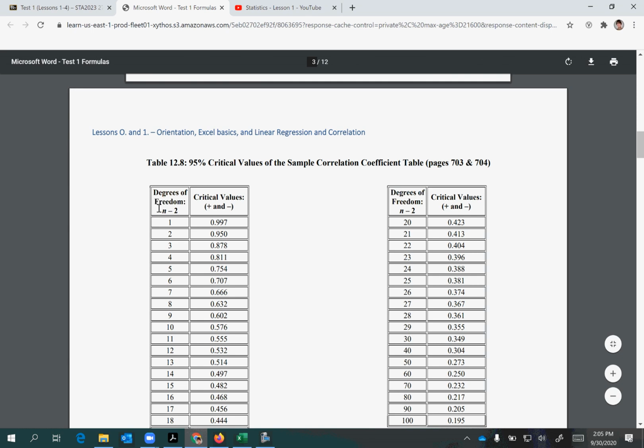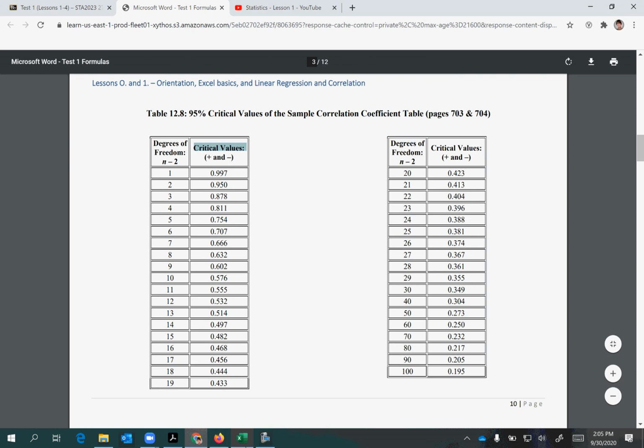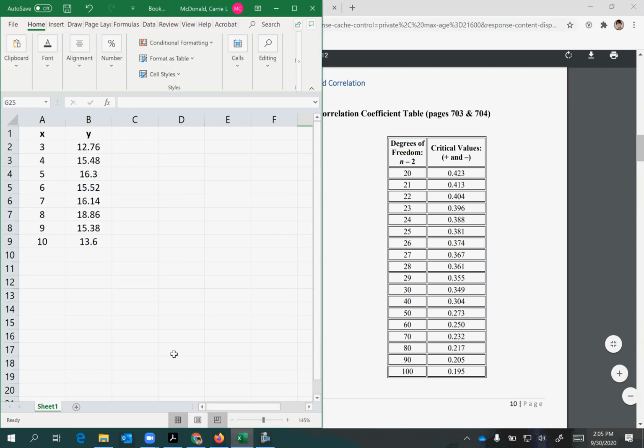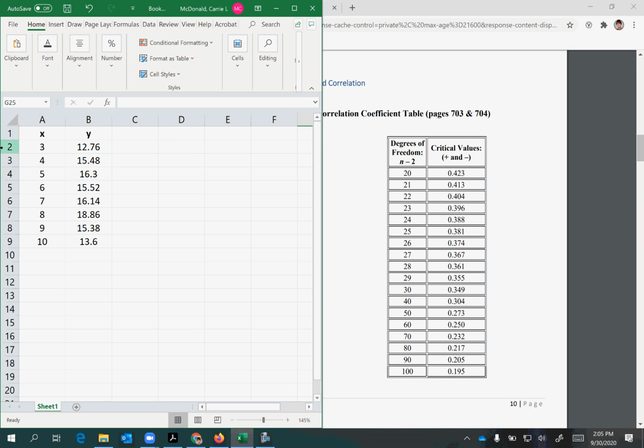In this table with n-2 degrees of freedom, we can look up the critical value that we need to determine if our data has a strong enough linear correlation to use a linear model for predictions. So let's first find the critical value so we know where to set the bar. How many pairs of data do we have in our data set? We have 1, 2, 3, 4, 5, 6, 7, 8.